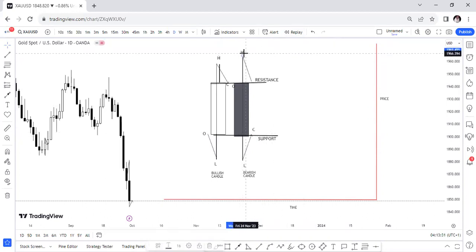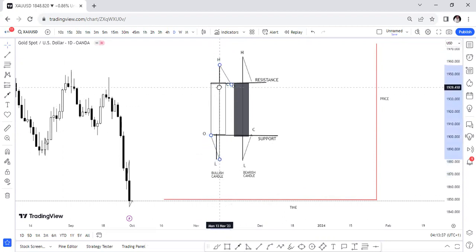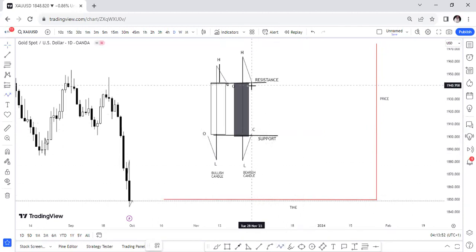If you take note of that information, we're going to make use of it in our next episode. So this place becomes the resistance, and here becomes the support level of the market. So it now creates two boundaries.